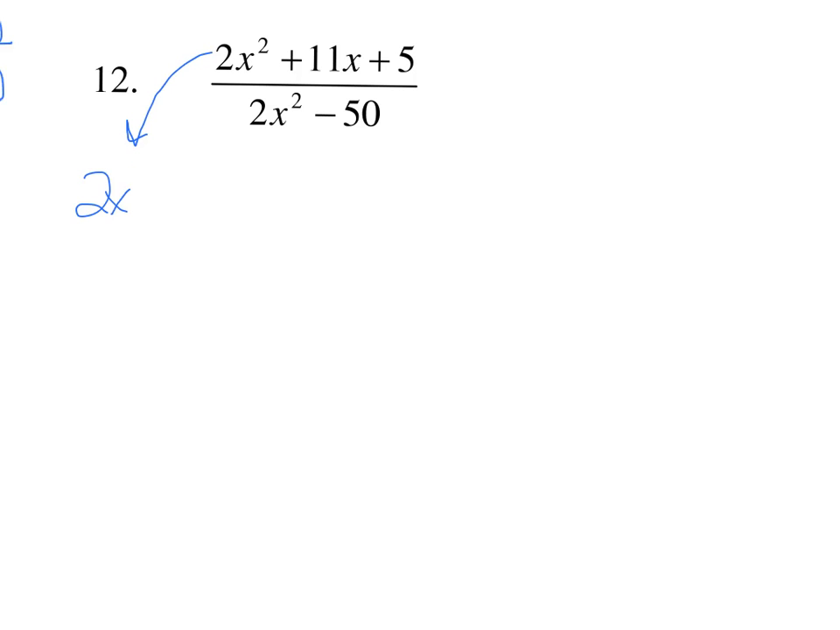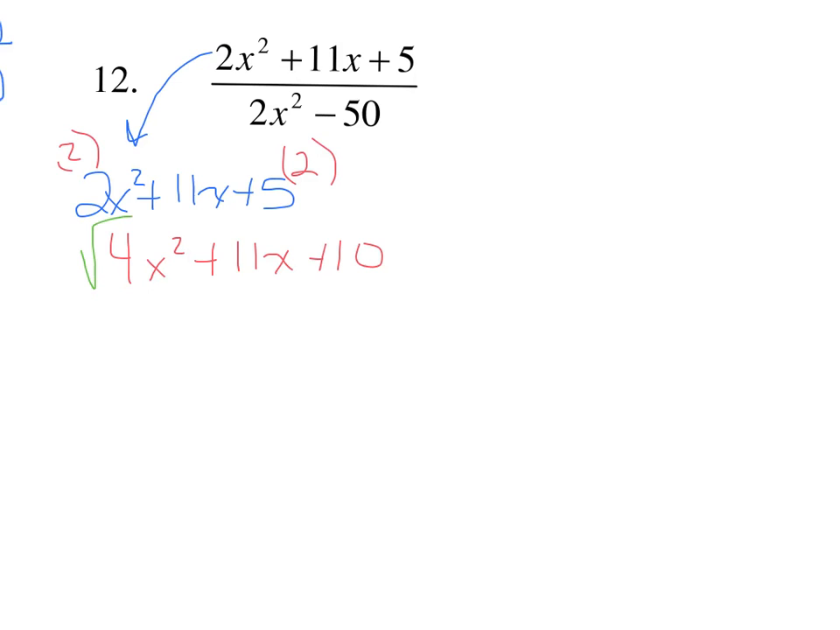We've got 2x squared plus 11x plus 5. Because of this 2, we're going to do square root factoring. So that would be 4x squared plus 11x plus 10. If you know it, the AC method would also work here. In my lectures, we use the square root method. If you don't know how to factor this, you're going to need to go back to a factoring lesson, because this is not a video on factoring. This is a video on simplifying.